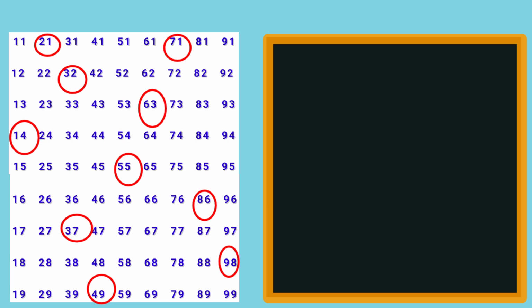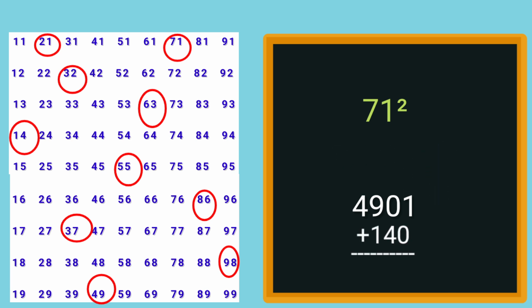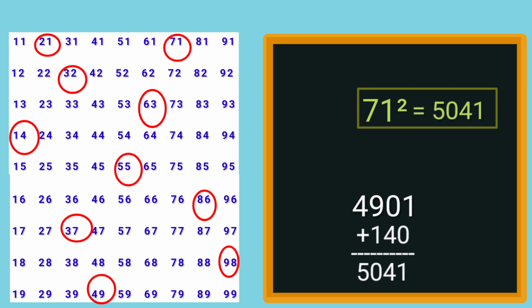Next number whose square we are doing is 71 square. 7 square we write 49, 1 square 01. Next multiply three numbers seen, 7 into 1 into 2, that comes to 14. Place 0 and add 140 to the squares written below. 4901 plus 140 gives us 5041. So 71 square is 5041.